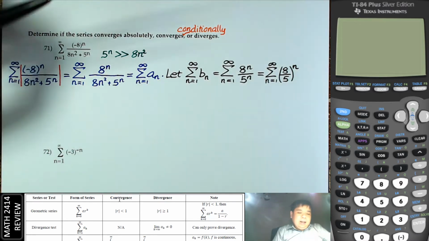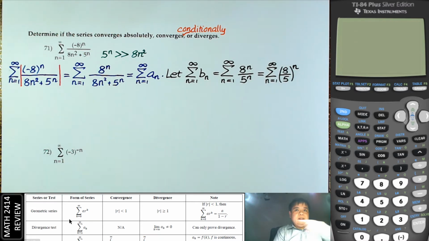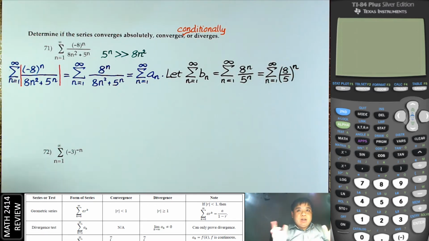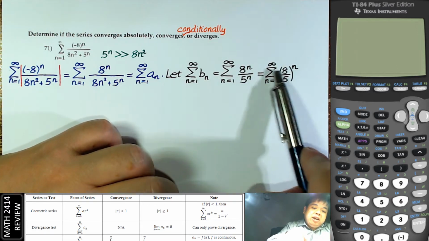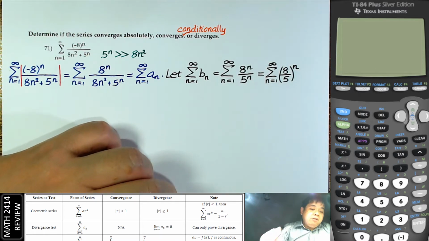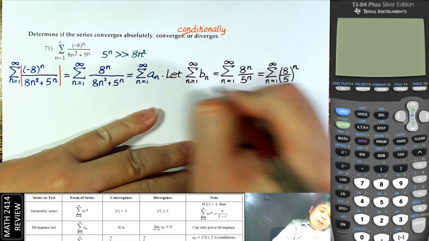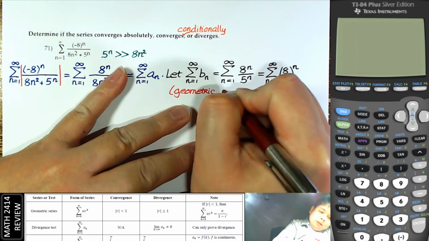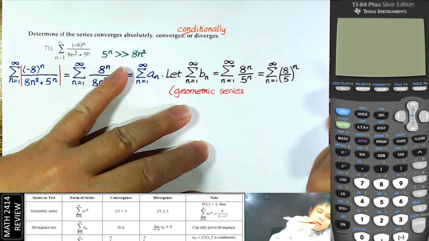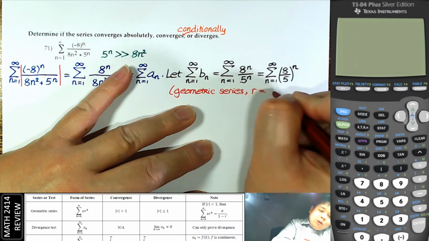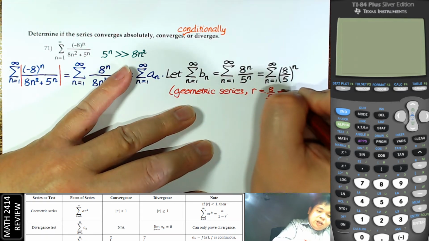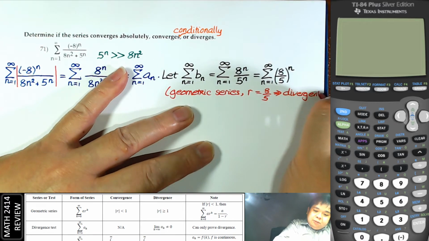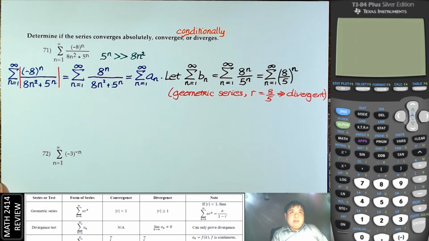Now this is a geometric series. Well, it's right there. When the ratio is equal to a over 5, and this is outside of negative 1 and 1, so this series b sub n, the series of b sub n diverges. So this is a geometric series, and r is equal to a over 5, so it is divergent. So b sub n is divergent.